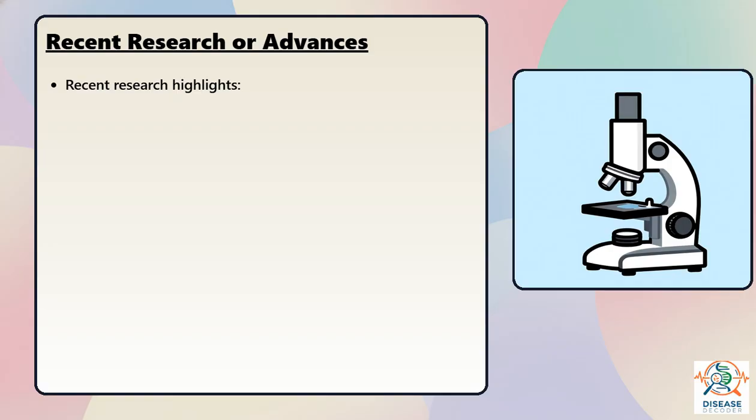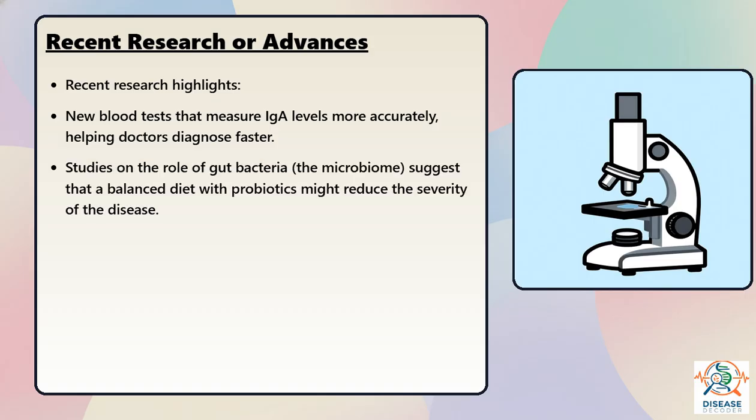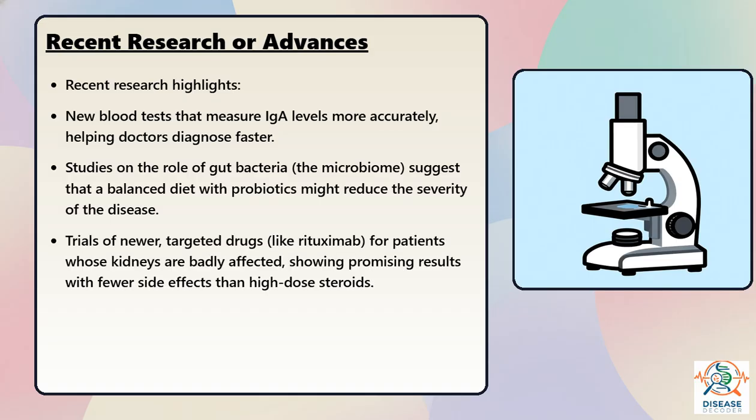Recent research highlights new blood tests that measure IgA levels more accurately, helping doctors diagnose faster. Studies on the role of gut bacteria, the microbiome, suggest that a balanced diet with probiotics might reduce the severity of the disease. Trials of newer, targeted drugs like rituximab for patients whose kidneys are badly affected are showing promising results with fewer side effects than high-dose steroids.